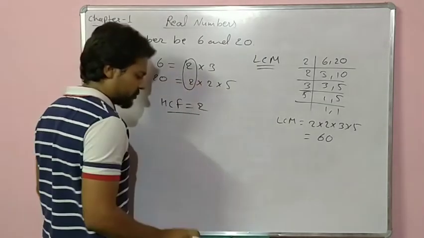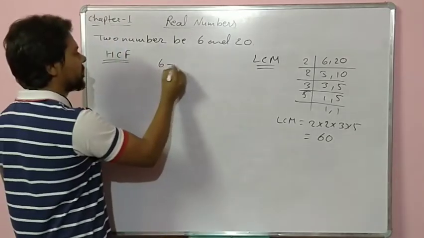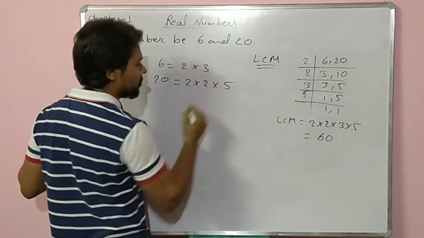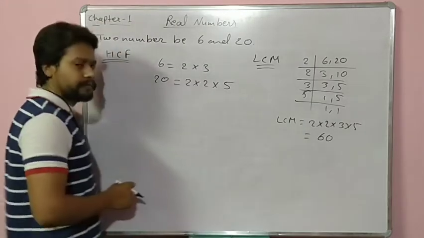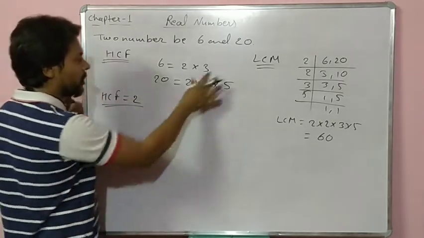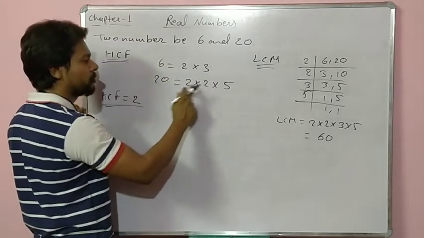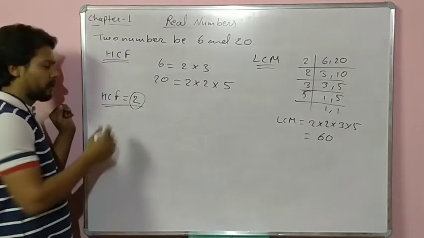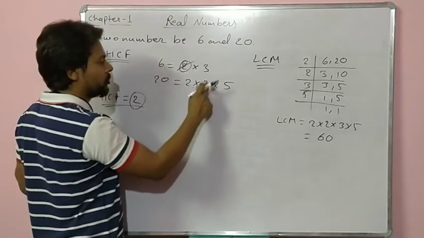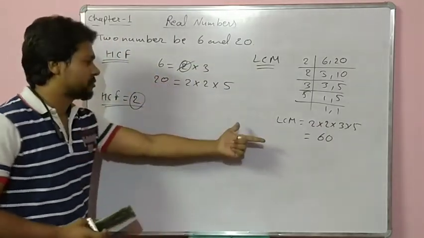Or if you want to use this method, what you have to do is this. 6 equals 2 into 3, and 20 equals 2 into 2 into 5. Right? So how to calculate? What HCF did you get? You got 2 as the HCF. So out of the prime factors of these two numbers 6 and 20, which are 2, 3, 2, 2, 5, you just remove one 2. Just remove it, it's gone. Now whatever remains will give you the LCM: 2 into 2 into 3 into 5. Like this, right?